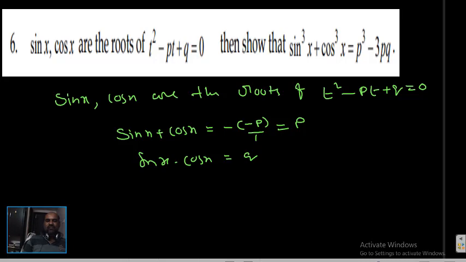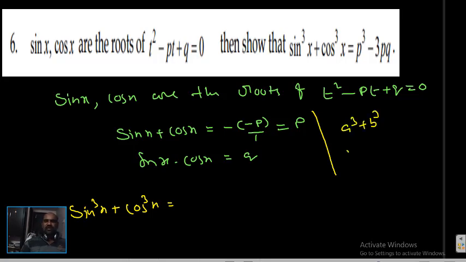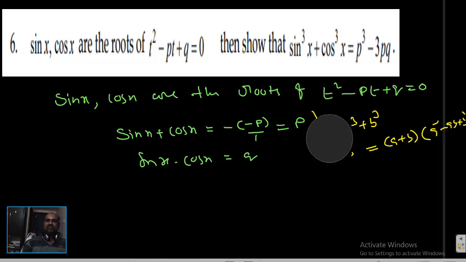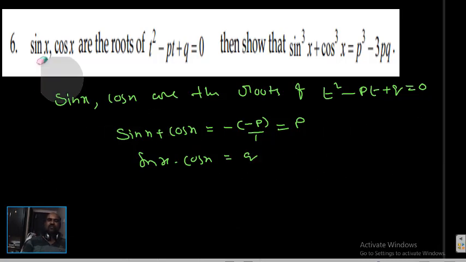Now we want to find the value of sin cube x plus cos cube x. Okay, just like I will write here a cube plus b cube. A cube plus b cube equals (a plus b) into (a square minus ab plus b square). I will write neatly, Nana. Okay.